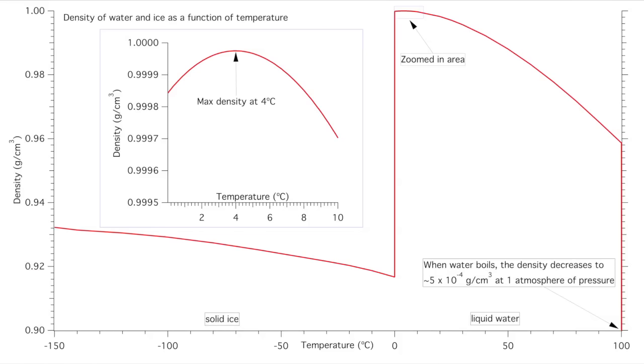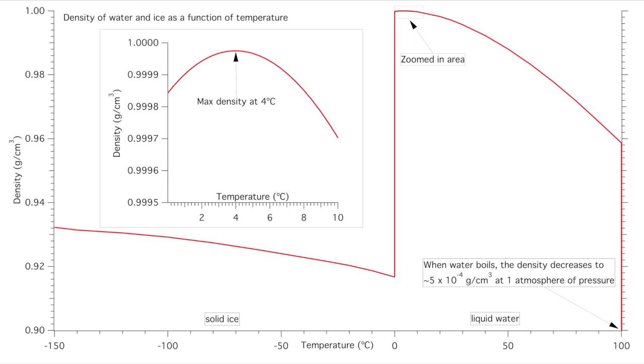Here we have a plot of the density of water in grams per cubic centimeter on the y-axis versus the temperature in degrees Celsius on the x-axis. Solid water, or ice, starts out on the left, and notice that the density of the solid ice is around 0.91 to 0.93 grams per cubic centimeter. Once it reaches the melting point, which is at 0 degrees Celsius, there is a large discontinuity and the density jumps up to nearly 1.00 grams per cubic centimeter.